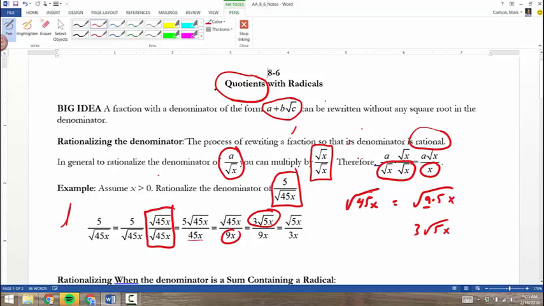And now I have a 3 on top and a 9 on bottom, so I can simplify one more step. The 3 can cancel with the 9, so I have a 3 left there. So now I just have the square root of 5x on top and 3x on bottom. So this is our simplified version of what we started with.